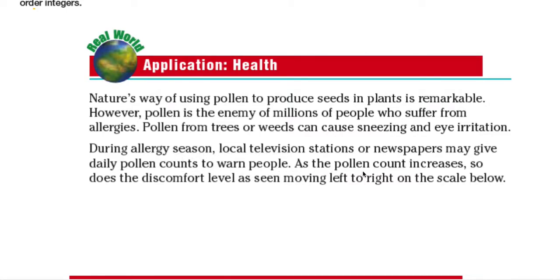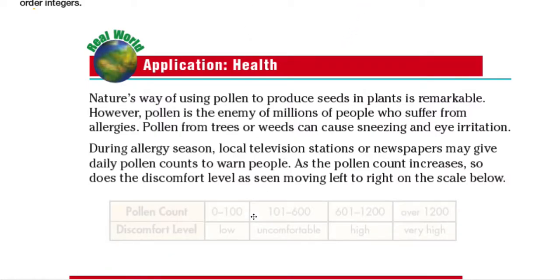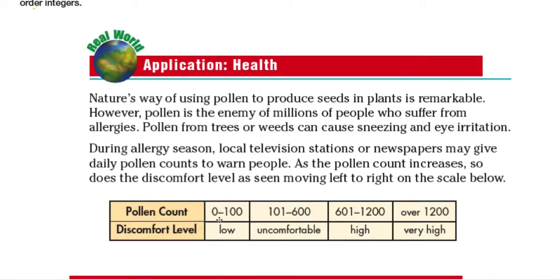As the pollen count increases, so does the discomfort level, as seen moving left to right on the scale below. So you have your pollen count from 0 to 100. Discomfort level is low. 101 to 600 uncomfortable. 601 to 1200 high, and over 1200 the discomfort level will be very high.